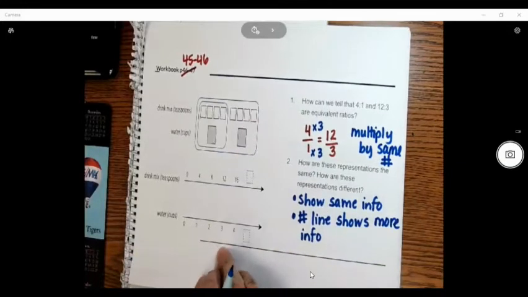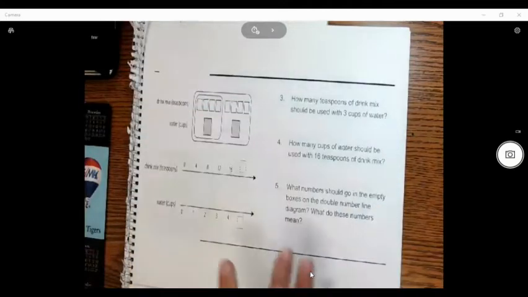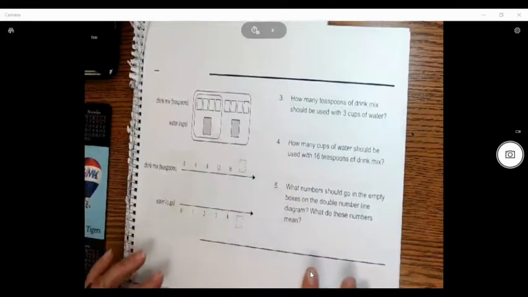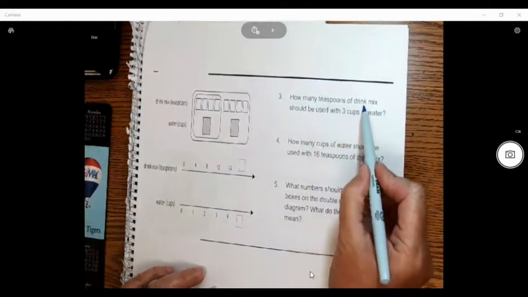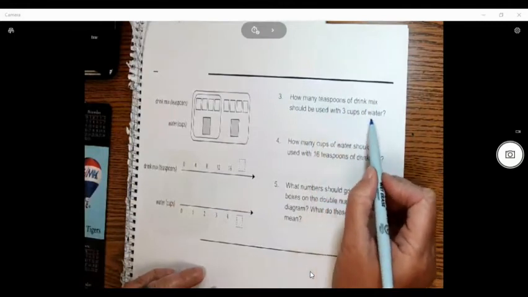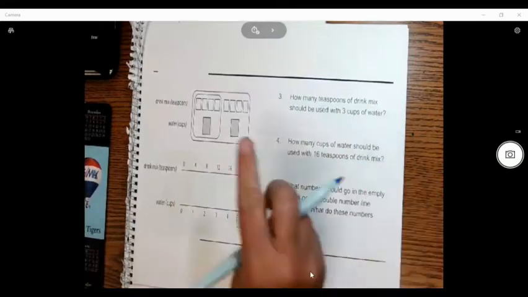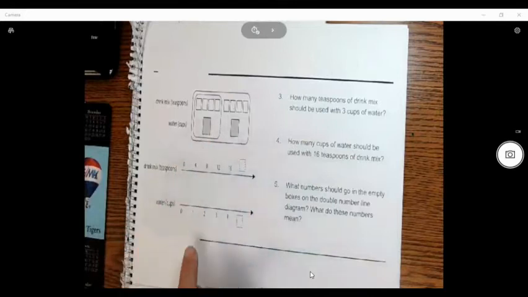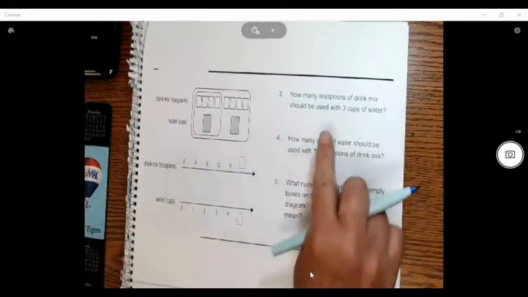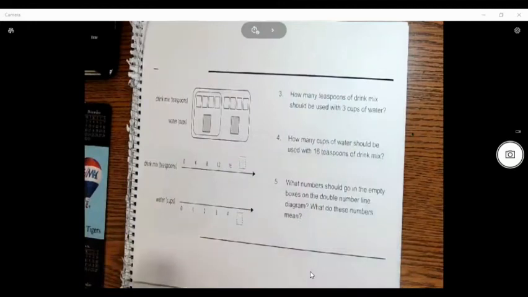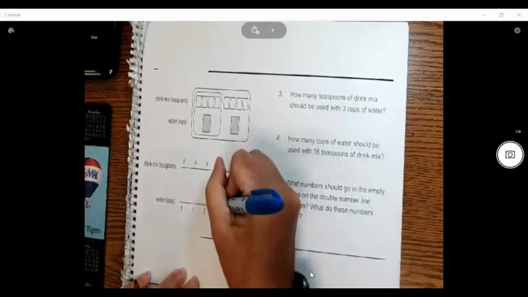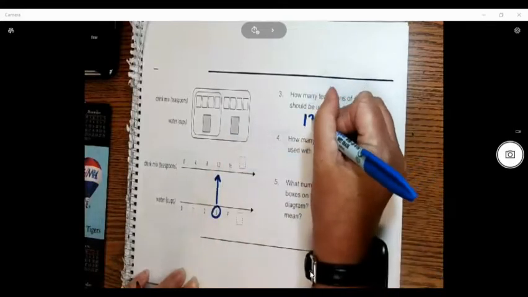Okay, let's keep going. We're still looking at this same picture. Again, diagram. This is called a double number line. And it says how many teaspoons of drink mix should be used with 3 cups of water. Now we know how much is used for 1 cup, and we know how much is used for 2 cups. So maybe use the double number line and see if you can find out for 3 cups. Write it down. Okay, if we have 3 cups of water, it's going to be 12 teaspoons.